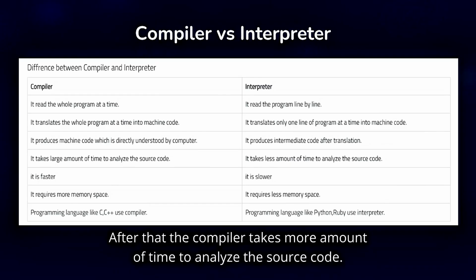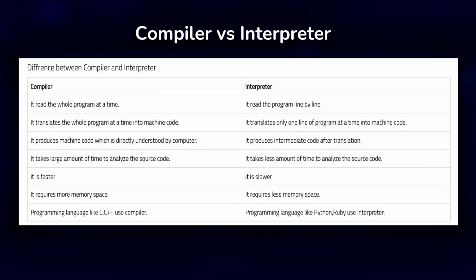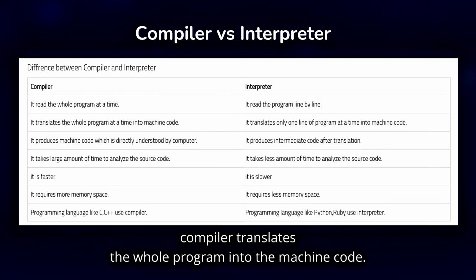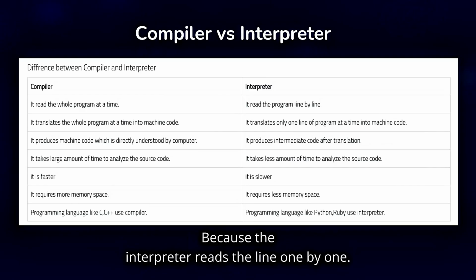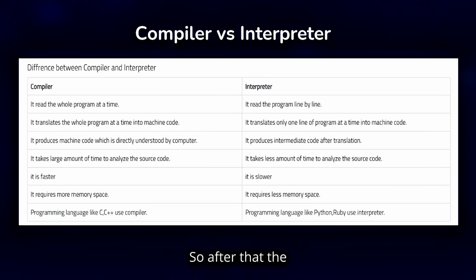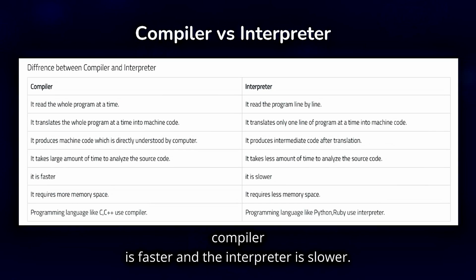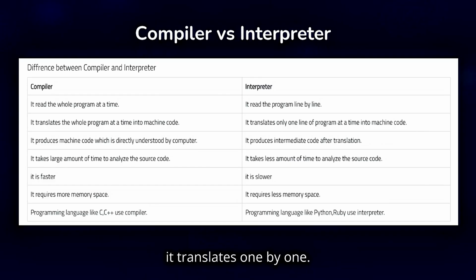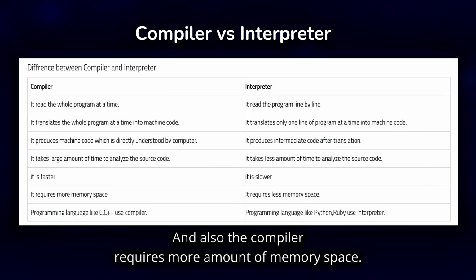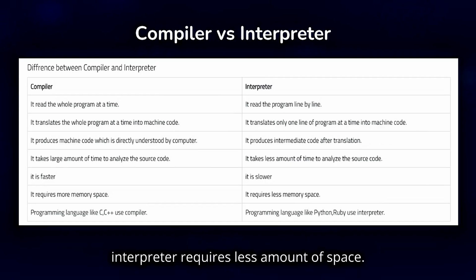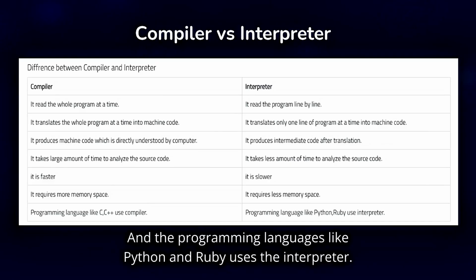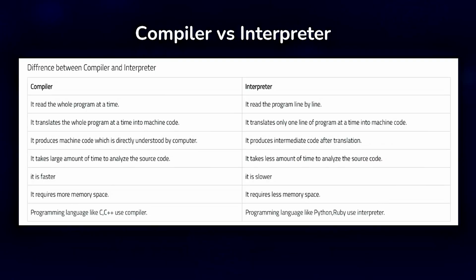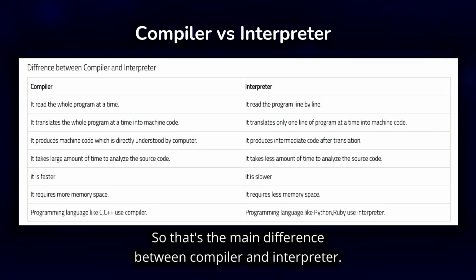After that, the compiler takes more time to analyze the source code, because the compiler translates the whole program into machine code. But the interpreter takes less time, because the interpreter reads the lines one by one. So the compiler is faster and the interpreter is slower, because one translates the whole program and the other translates one line at a time. And also the compiler requires more memory space, but the interpreter requires less space. Also, programming languages like C and C++ use a compiler, and programming languages like Python and Ruby use an interpreter. So that's the main difference between compiler and interpreter.